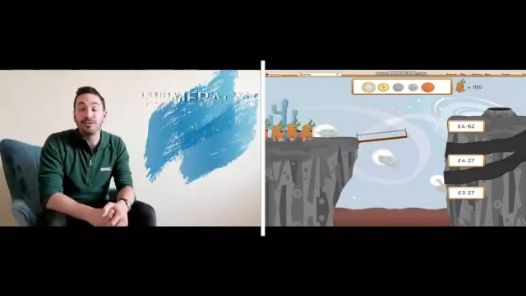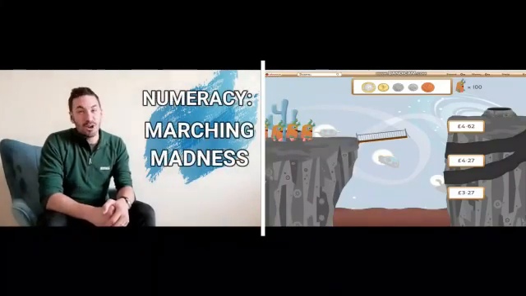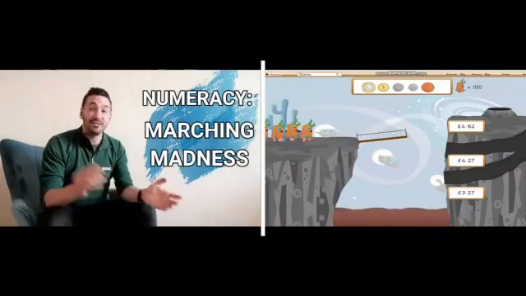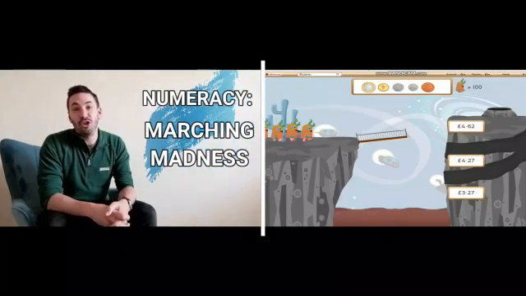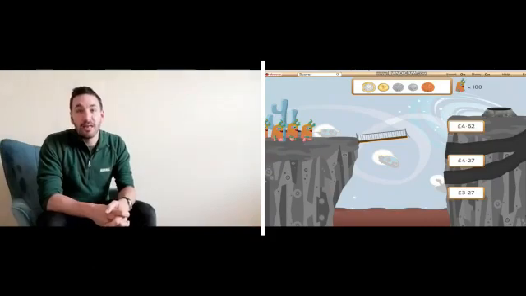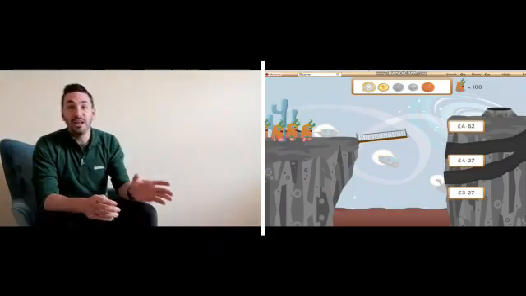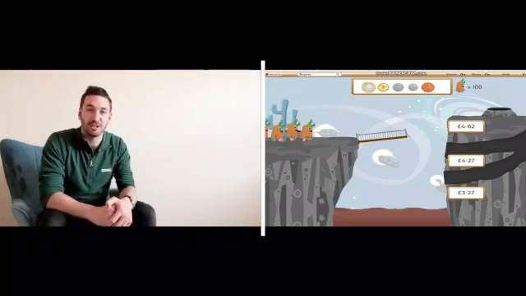Okay, so for your numeracy activities, there's a game called Marching Madness, where your focus will be on money, looking at different values of coins, and you'll be joining them together to make different amounts. And then you'll be trying to build bridges to try to save as many creatures as possible.